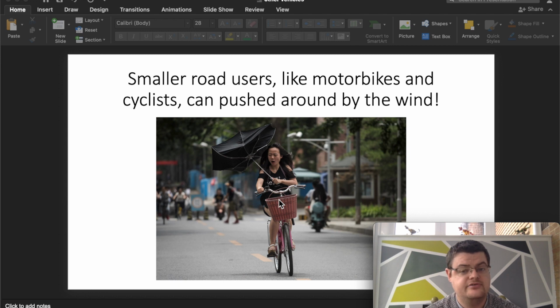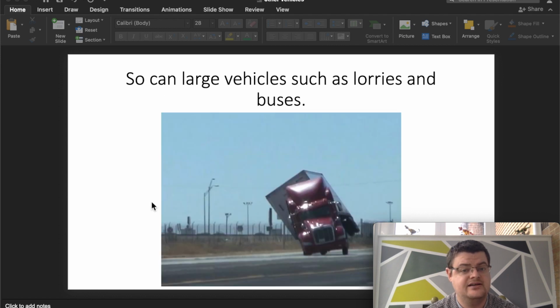It's also worth noting that side winds can also affect larger vehicles such as lorries and buses. Not of course because they're light, but because of the sheer size of them, they've got a very large surface area on the side of them. So lots of wind is going to hit the side of them, and it's going to basically push them over potentially just because of the surface area on the side.